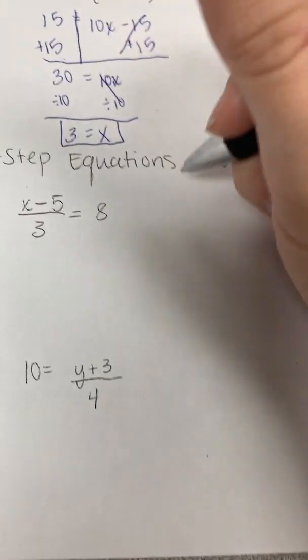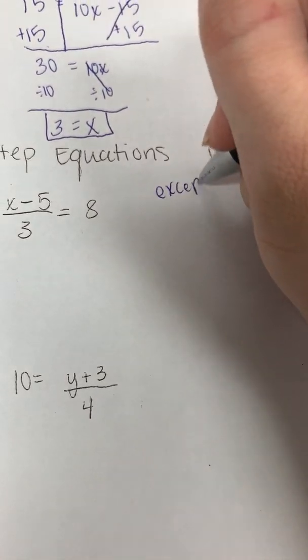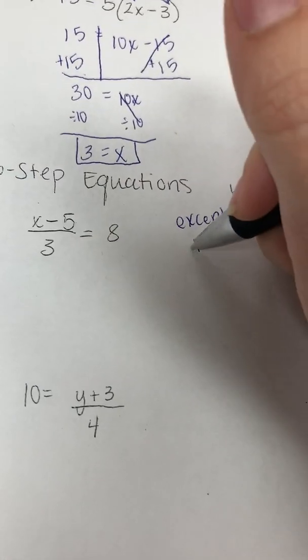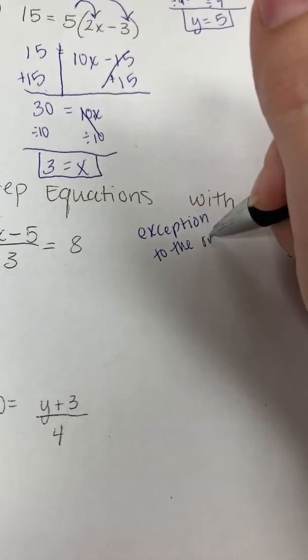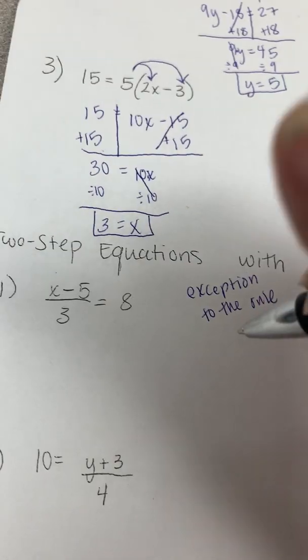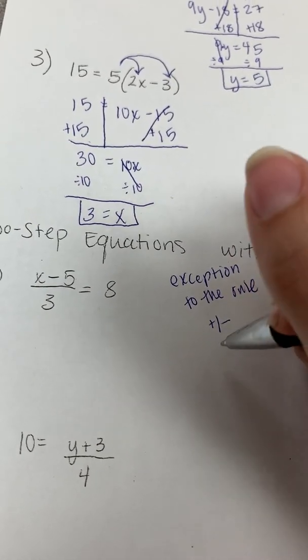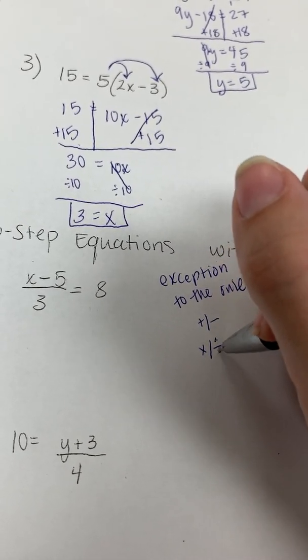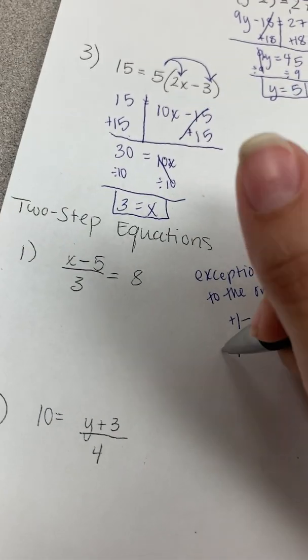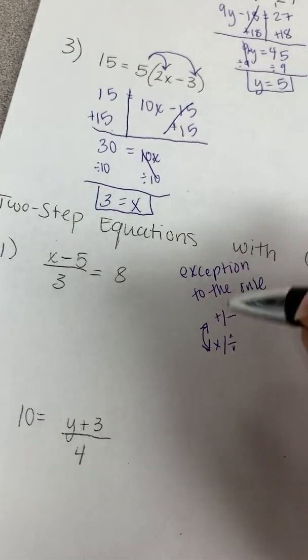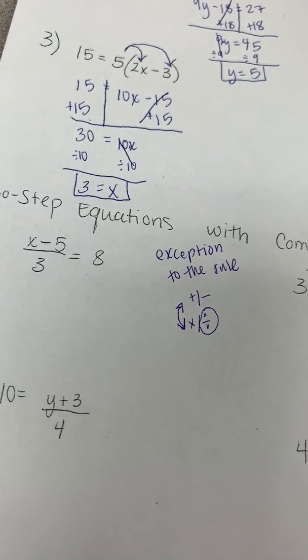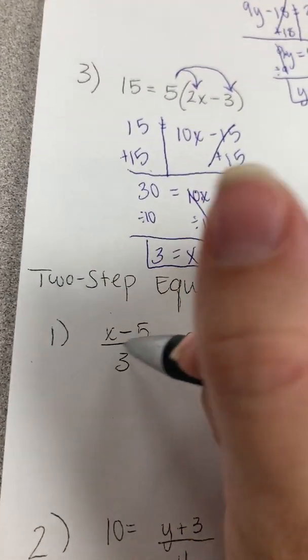Okay, these are the exception to the rule, okay? So usually we do addition or subtraction first, then multiplication and division, but on these ones, it's gonna be backwards, okay? We're gonna start with the division first. See how it has this big division bar?